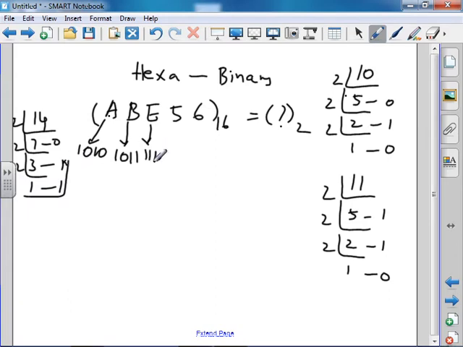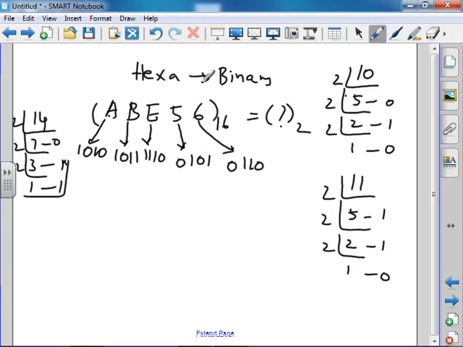So 5 equivalent. What is 5 equivalent? 1 0 1. So add 0 in front of 1. Now what is the equivalent number of 6? 1 1 0. You add 0 in front of the number to make it a 4-bit number. So what is the equivalent of hexadecimal number into binary number?